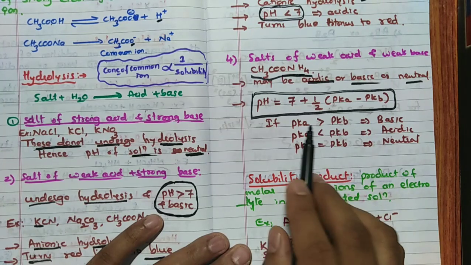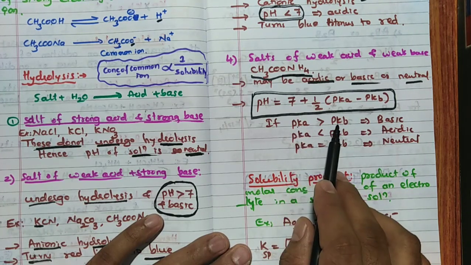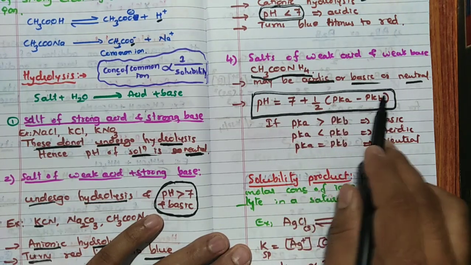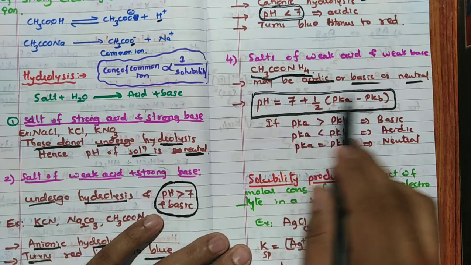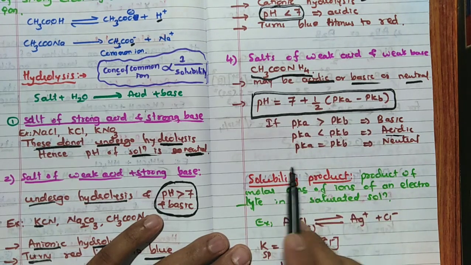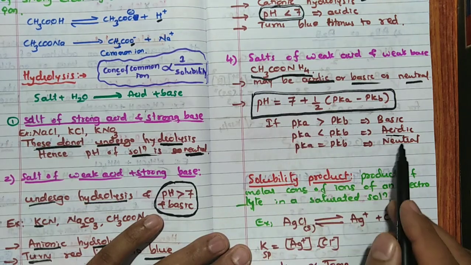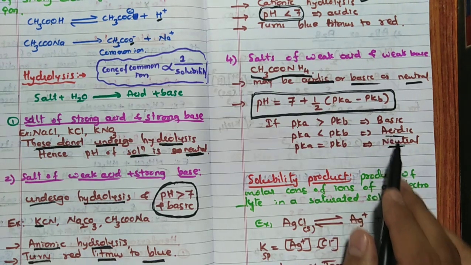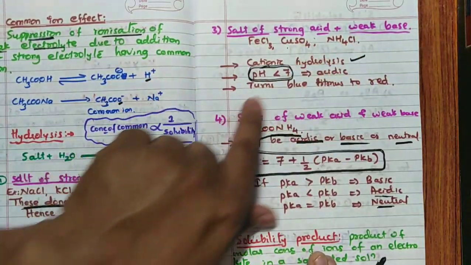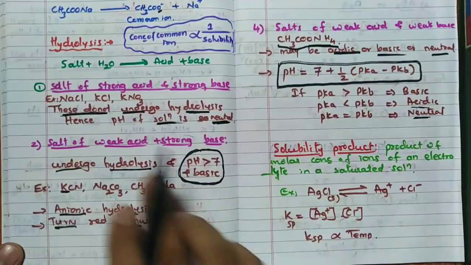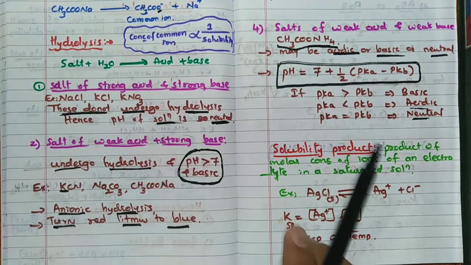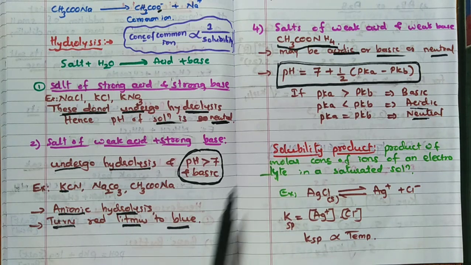So if the acid is weaker, pKa more than pKb, you will get a basic solution because pH will be more than 7. If pKa is less than pKb, then 7 minus something, so acidic, pH is less than 7. If pKa is equal to pKb, then pH is equal to 7, that is neutral. Which means salt of weak acid and weak base may be acidic, basic or neutral. But salt of strong acid and weak base gives pH less than 7, acidic. Salt of weak acid and strong base gives pH more than 7, basic. And salt of strong acid and strong base never undergoes hydrolysis.